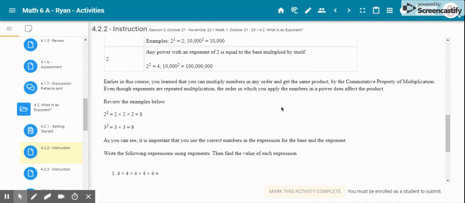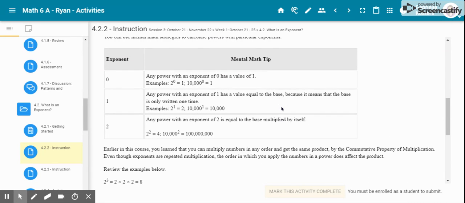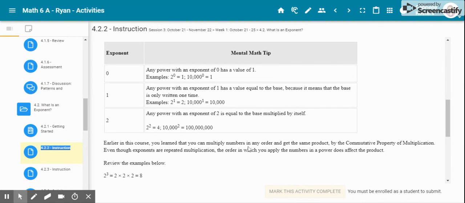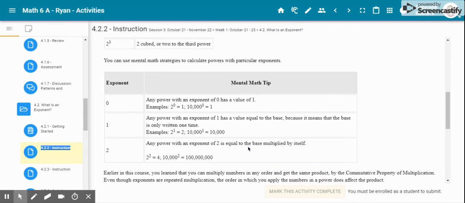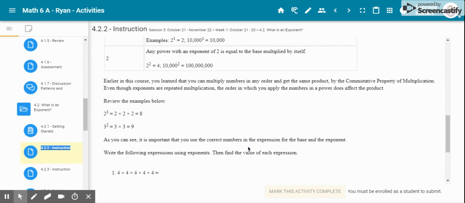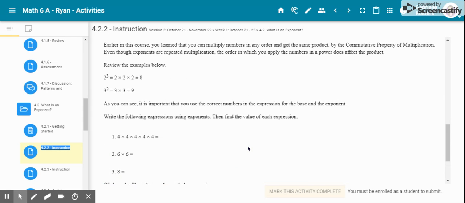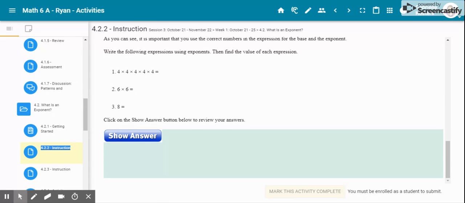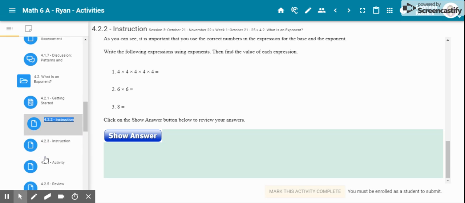Okay, so I'm going to stop this video and you're going to go into this part of your math course. So you're under this folder, What is an Exponent? And the second slide within that folder, scroll down to here and review the mental math tips. So you're just going to finish this instruction on your own. Once you are done with that, you can go to the next video.